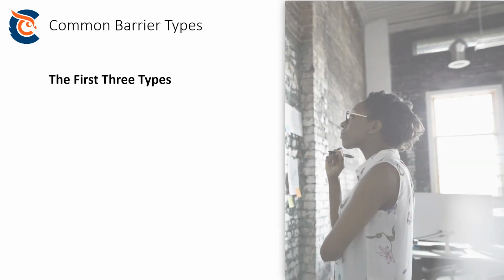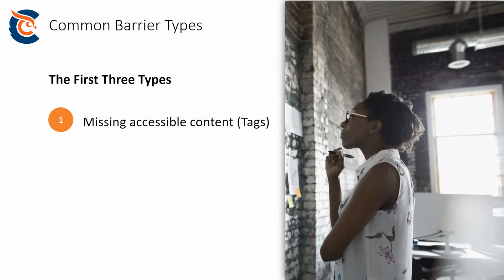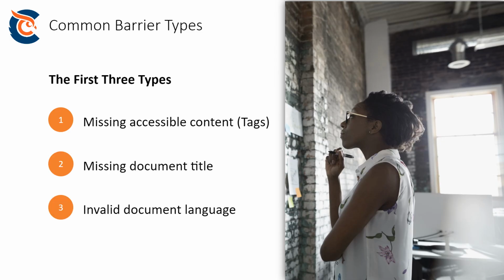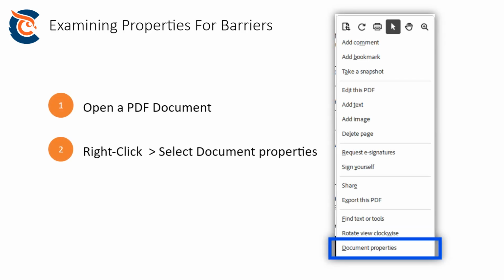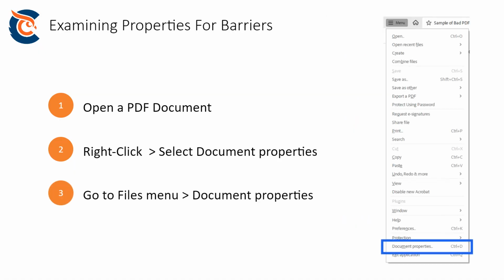The first three barrier types that we are going to examine are missing accessible content, known as tags, missing document title, and finally invalid document language. To examine a PDF for these three barrier types, you will need to access the document's properties by opening a PDF, then right-click and select Document Properties, or you can go to the Files menu and select Document Properties.